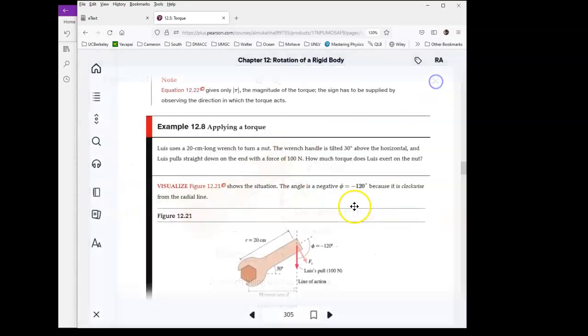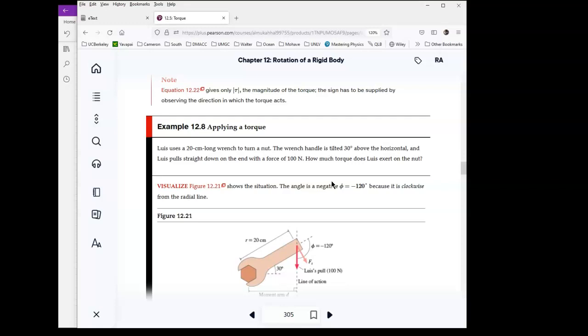Let me read the problem for you. It says, Luis uses a 20 centimeter long wrench to turn a knot. The wrench handle is tilted 30 degrees above the horizontal, and Luis pulls straight down. This is the red vector right here, not this one. Straight down on the end with a force of 100 Newton. How much torque does Luis exert on the knot?